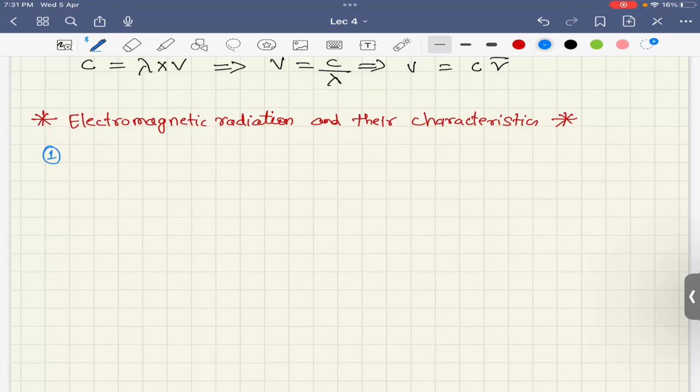So the first one is, these consist of electric and magnetic fields that oscillate in directions perpendicular to each other, and both are perpendicular to the direction in which the wave is traveling. The two field components have the same wavelength and frequency.